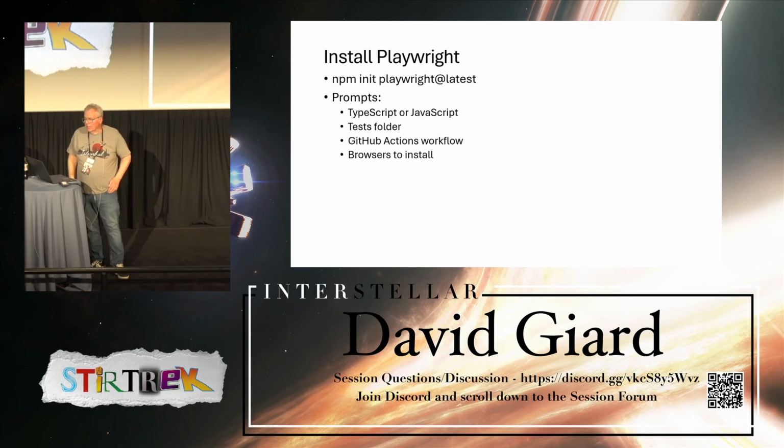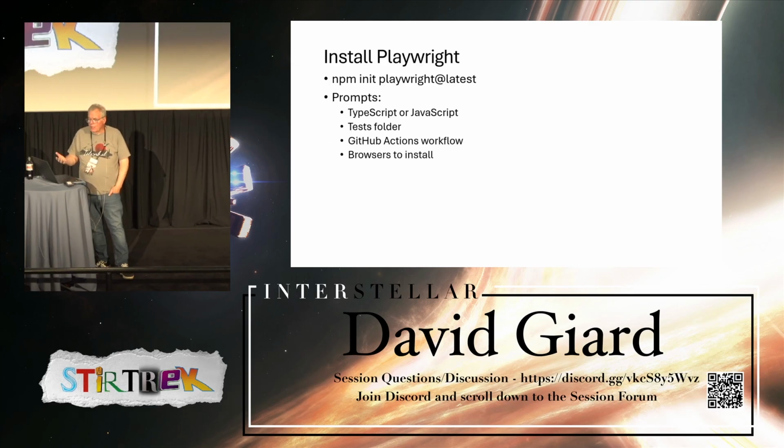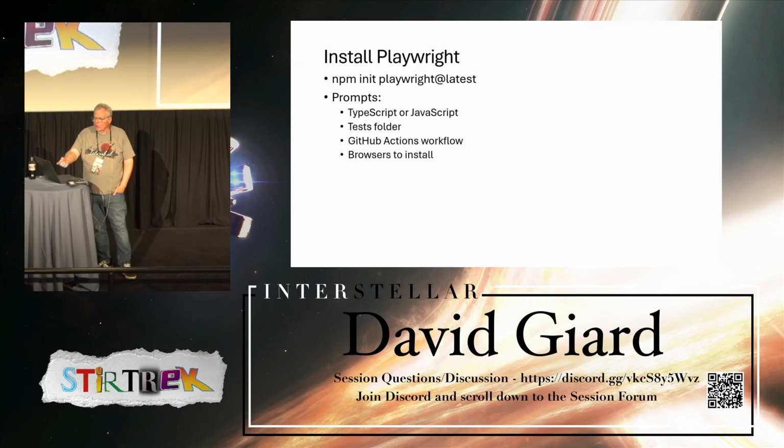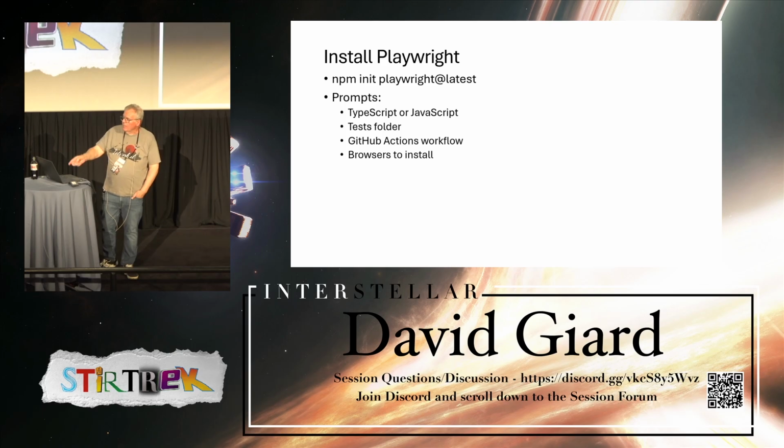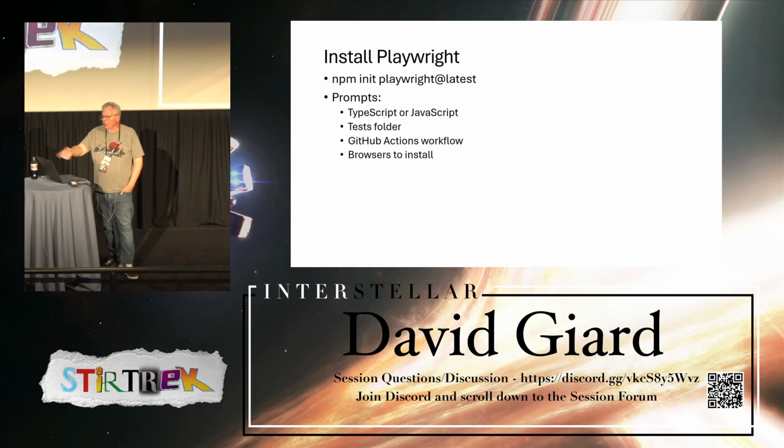Let's talk about how do we get it to work. It's an open source tool. It's a node tool, so you just go to a command line and type npm init. You have to have node installed. I should probably point that out. npm init Playwright, and then the version number. I just always say at latest. That just gives me whatever the latest version is.